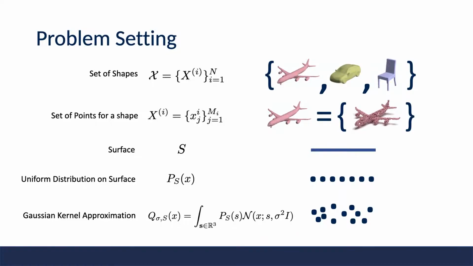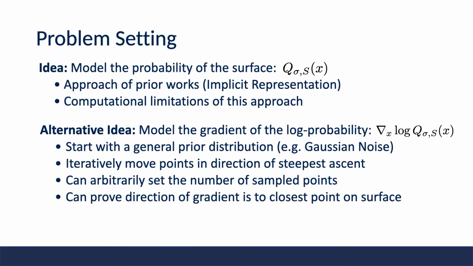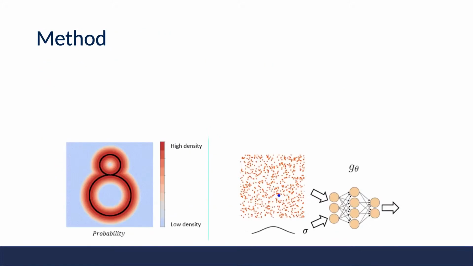So kind of the first idea that comes to mind is, why don't we model the distribution directly? And this is what's done in prior works. However, it's quite computationally expensive to compute that. And so an alternative idea is actually just to model the gradient of the log probability of that distribution, and iteratively sample points from a prior distribution and try to get closer and closer to the actual shape. And this will allow us to sample an arbitrary number of points very efficiently. So our end goal is to have a neural network that approximates this distribution.